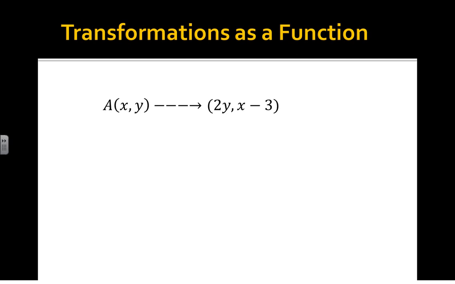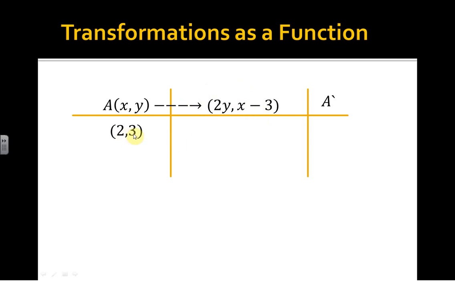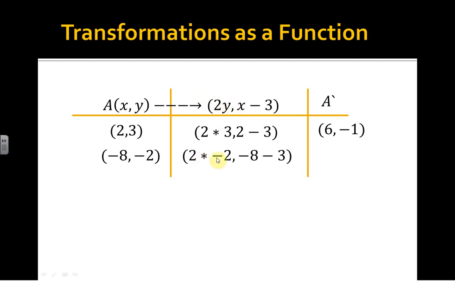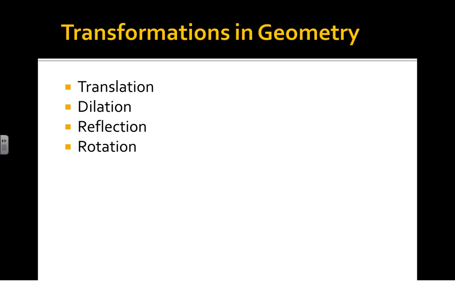Another example. So this time they're kind of flipping things around. Again, we're just applying the rules. So here is my pre-image, here is my image, and this is what they would like me to change it. So if I had (2, 3) again, now notice it says 2y, so I'm going to multiply 2 times 3 because that was my y value, and I'm going to do x, which was 2, minus 3. So I'm just substituting the values in and applying it. Okay, (-8, -2), so again, 2 times y would be 2 times -2, x minus 3, -8 minus 3. I'm just substituting the values in. So that's the most basic transformation that you'll see, where they just tell you a rule and they want you to follow.